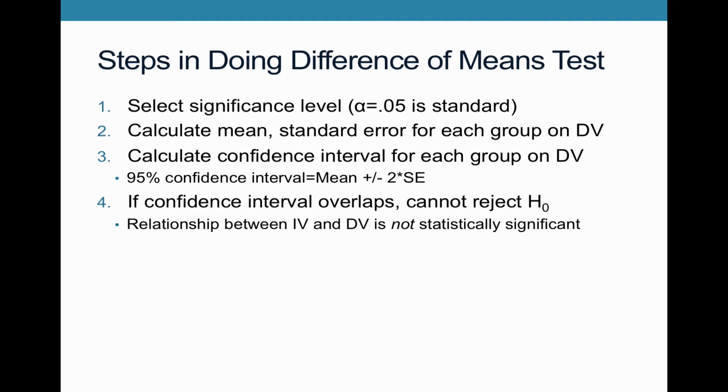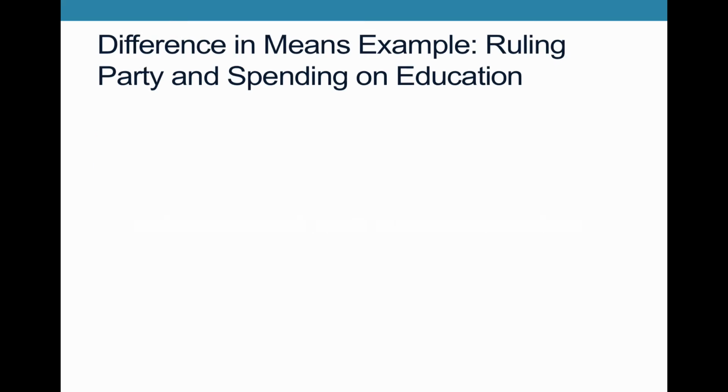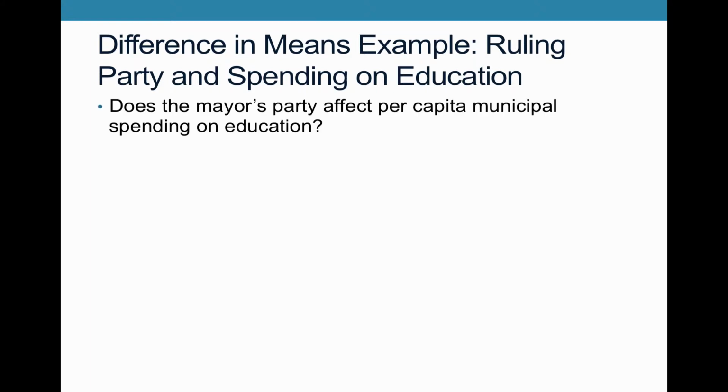So here are these 4 steps. We're going to go through them with an example of what your ruling party is in a municipality and how much they spend on education. So here's a question. Does the mayor's party affect per capita municipal spending on education? Here, your dependent variable would be spending on education. The independent variable would be the mayor's party.